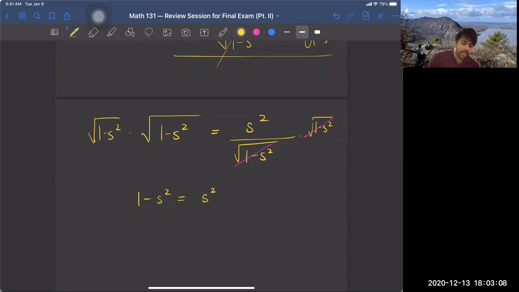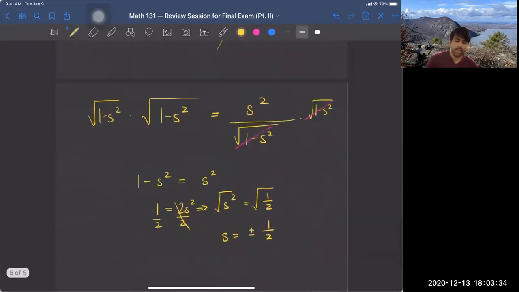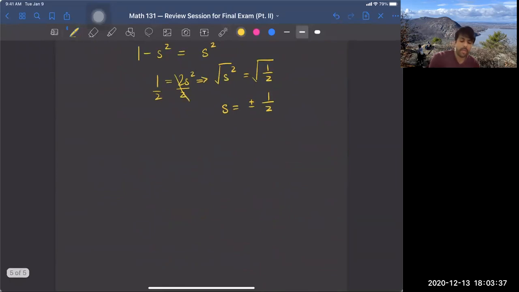And then I can solve for s. So I add s squared on both sides, and I get 1 equals 2s squared. So if I divide by 2, I get that s squared equals 1/2. And then I take the square root on both sides, and I get that s is equal to plus or minus the square root of 1/2. But I am on the interval -1 to 1. So I have to figure out what happens at negative and positive root 1/2. These are my critical numbers because they make my derivative equal to 0.